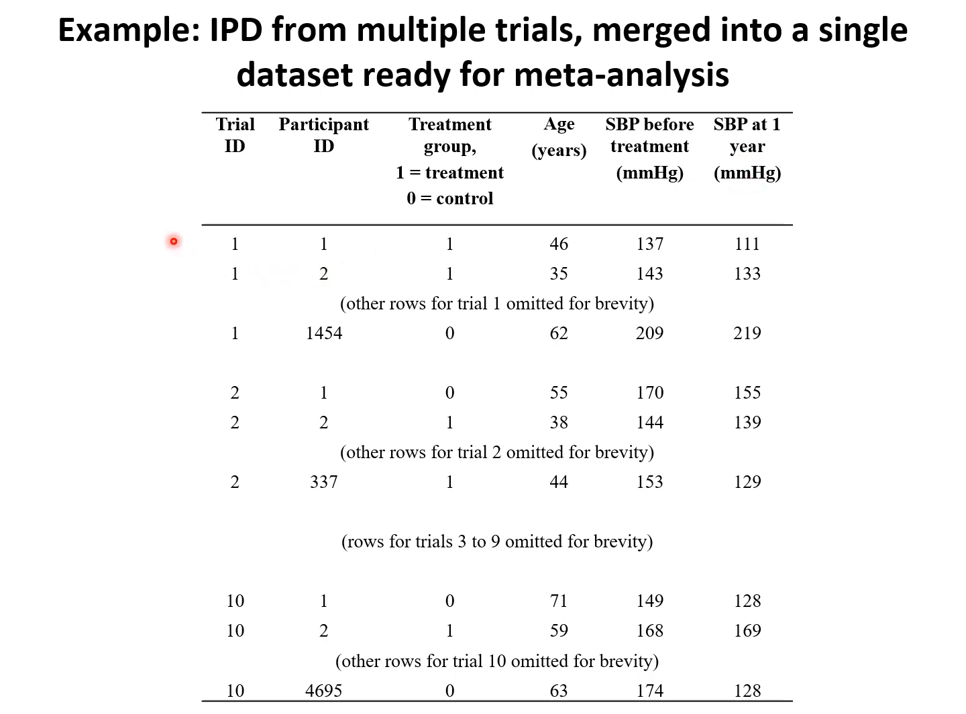So rather than aggregate data where we had one row per study, now we've got one row for each participant in each study. So I've obviously had to omit data here, but for study 1 had 1,454 participants, study 2 had 337 participants, so we have a row for each participant in each of these studies. So this is a big database.